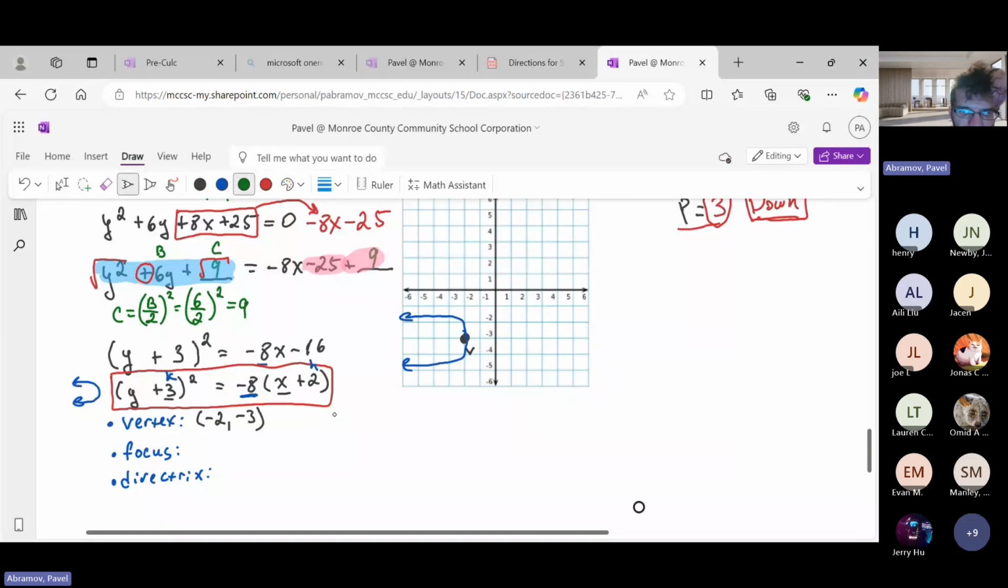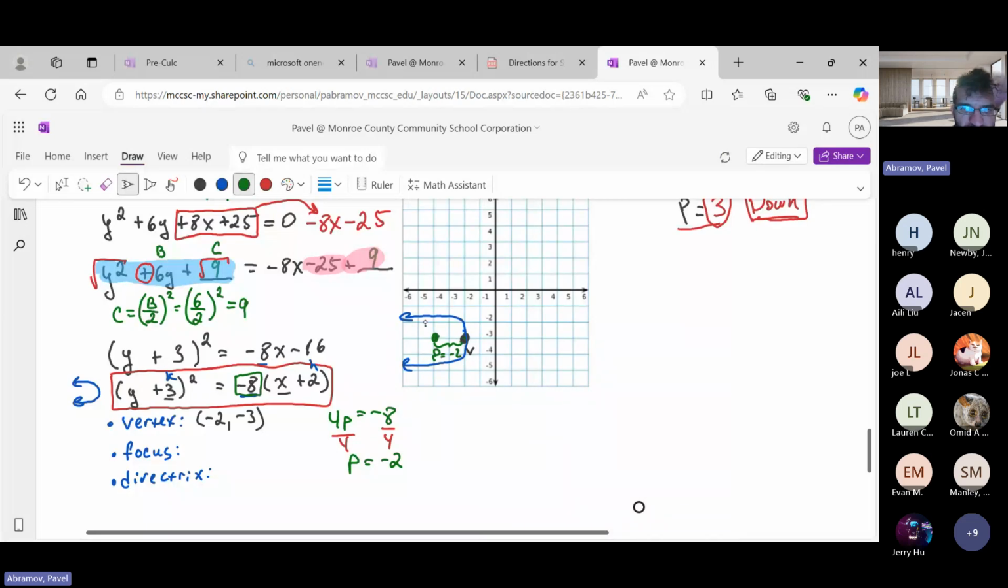To find the focus, we need to find p. So remember that 4p is equal to this number in the front of the parentheses. So it's our negative 8. And then from here, we divide both sides by 4, and we get that p is equal to negative 2. So that means that we're going 2 units to the left. So this is our p equals negative 2.